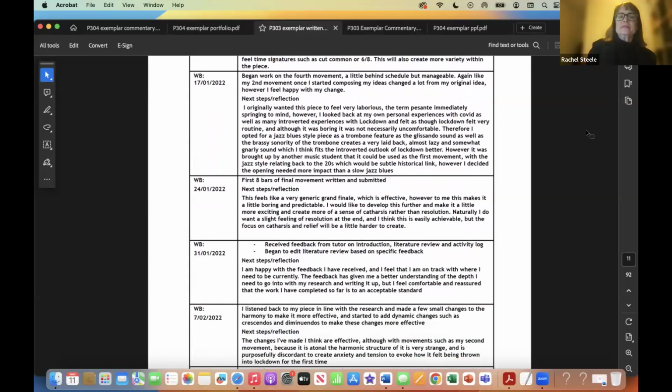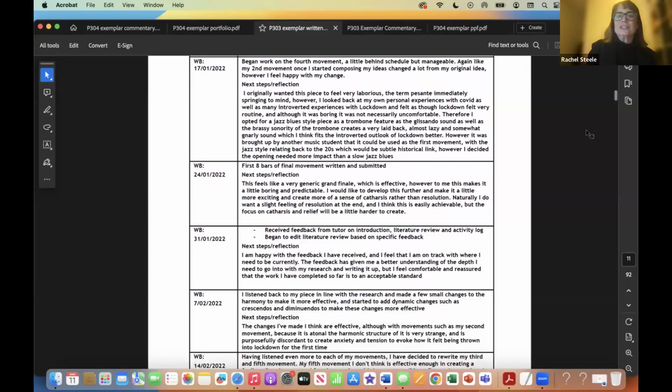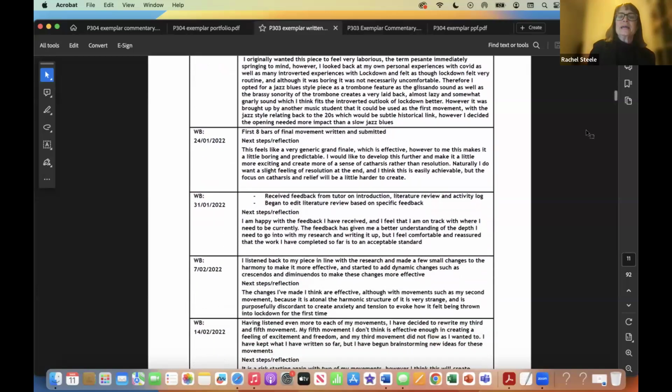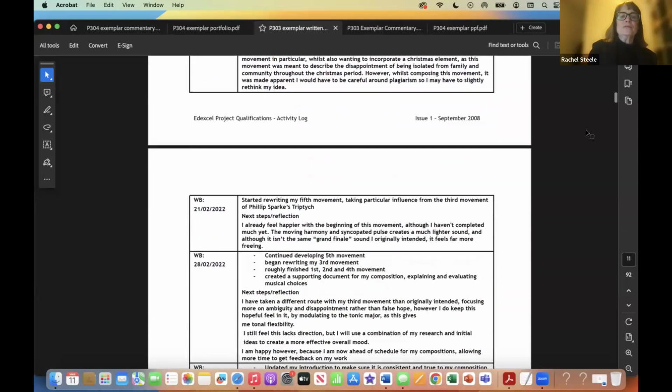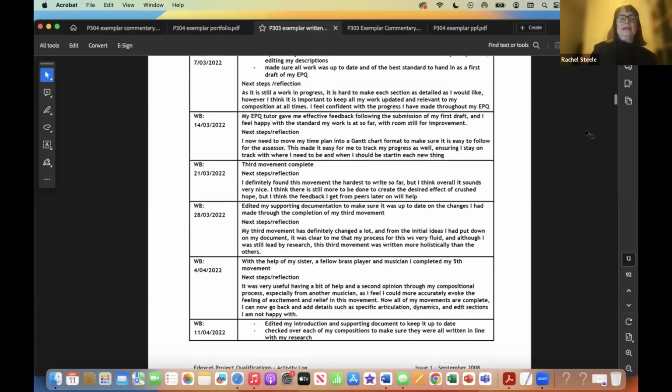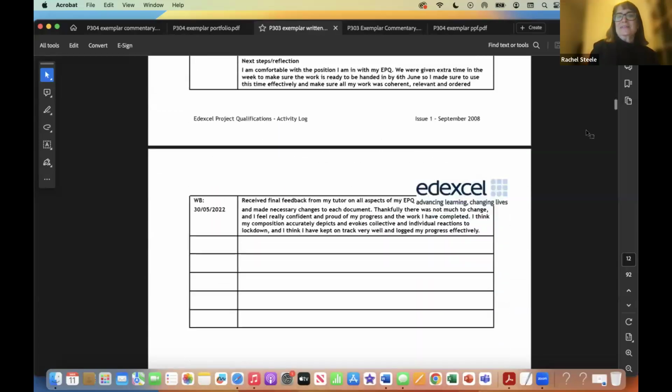We see they're trying to find new ideas to deal with the challenges. If something they feel is too generic, they'll go and look for inspiration to find a new way to do it. And it's that consistent moving forward, developing and refining the work. As you can see, very comprehensive activity log.